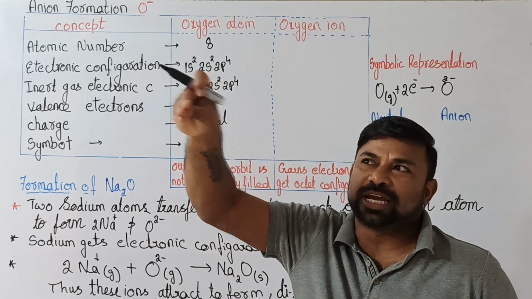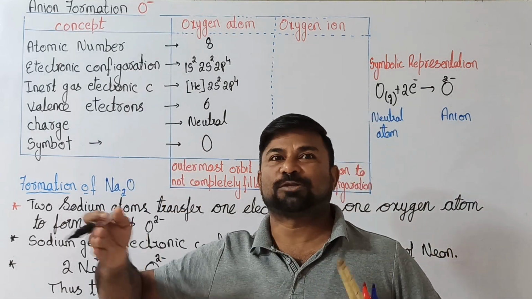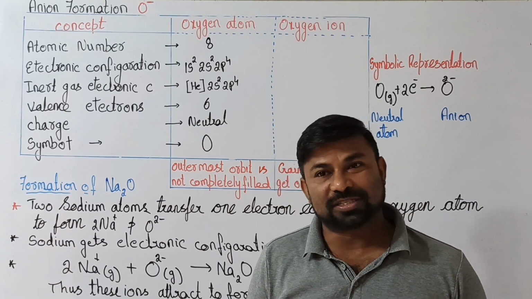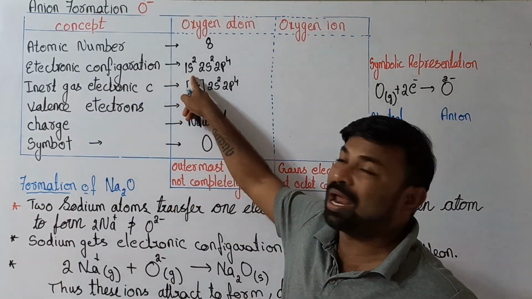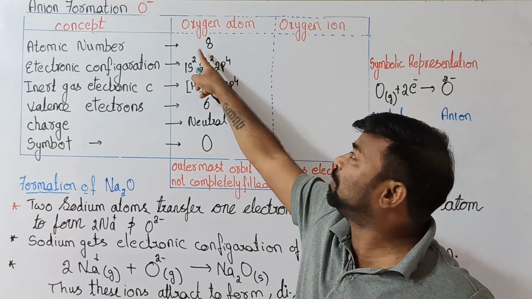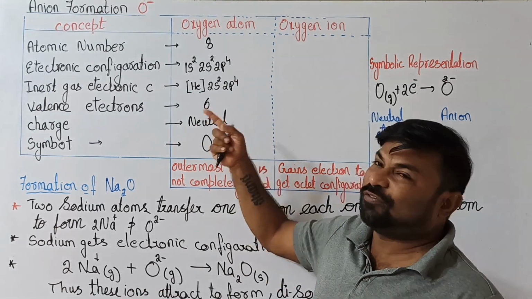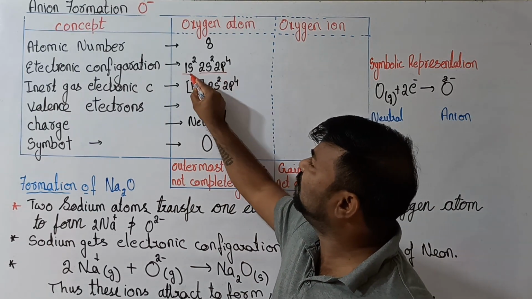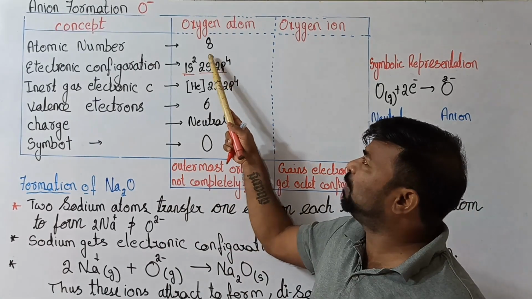If you distribute those 8 electrons in the respective orbitals, we have to fill according to the energy level. The first orbit should be filled first, later the next energy level, and the next. Likewise, we fill the first one, 1s2, 2 electrons accommodated. Later on 2s2, 2p4. Before getting into the second orbit, we fill the first orbit. But please remember, here 4 plus 2 means 6.